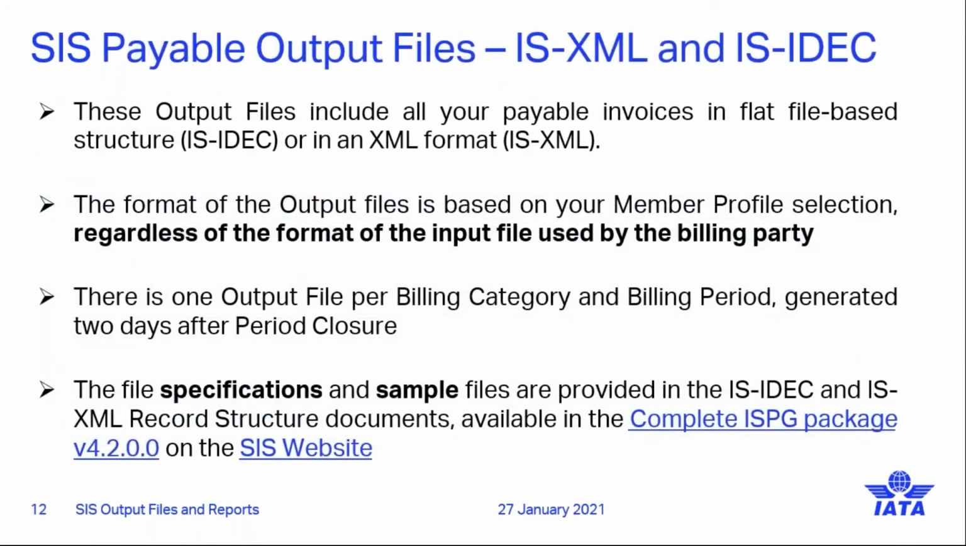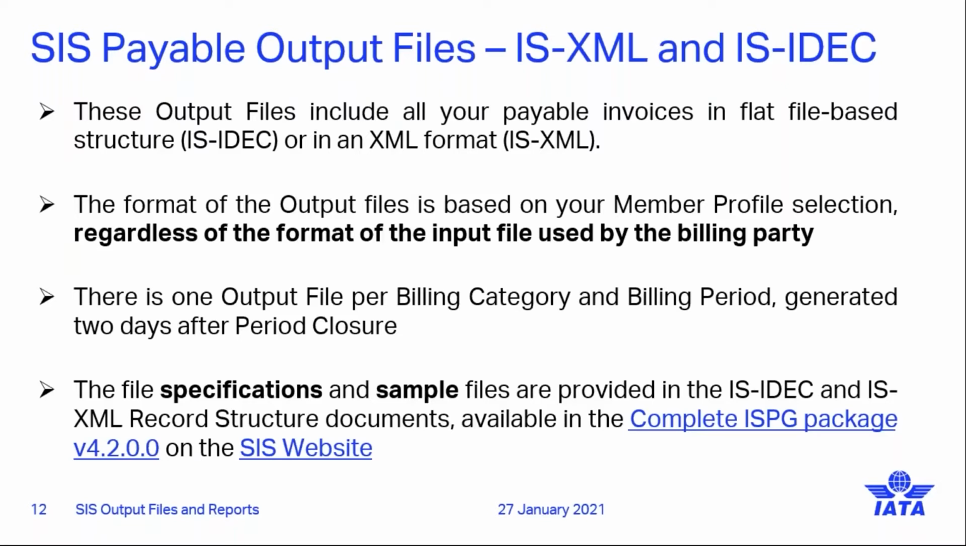Now that we have shown you how to enable them in your system, we will go forward and explain the SIS payable output files, which are the files that include all your payable invoices in a flat file based structure, ISIDEC, or in ISXML format. These are the two formats that SIS offers to you. The format of the output files is based on your member profile selection, meaning that regardless of the format of the input file used by the billing party, you can choose one of these formats as a billed entity.